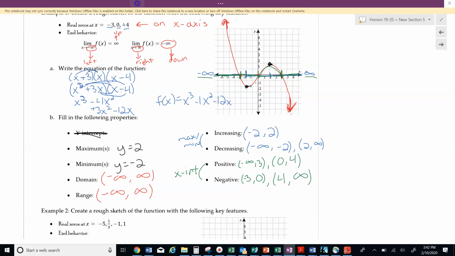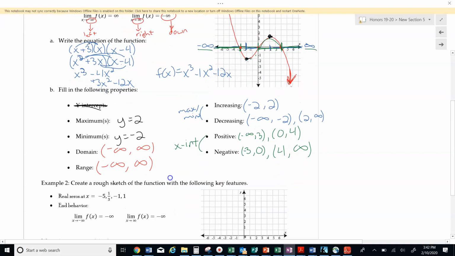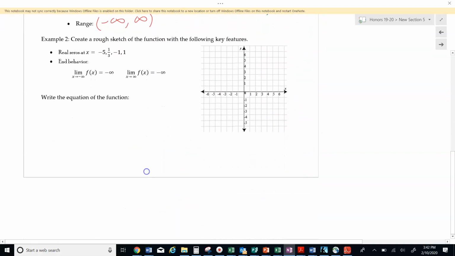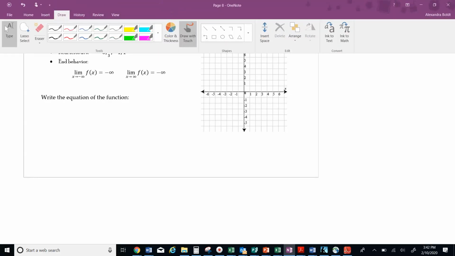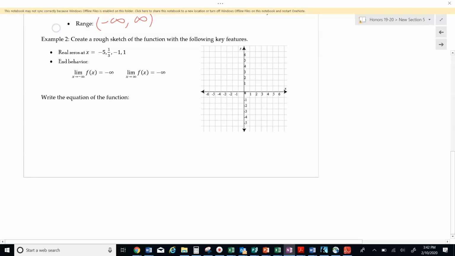All right, let's look at example 2, same idea. Real zeros at x equals -5, 1/3, -1, and 1. Let's hope I get my zeros correct this time. So I'm at -5, 1/3, which is just past 0, -1, and 1. Oh, those are close together.